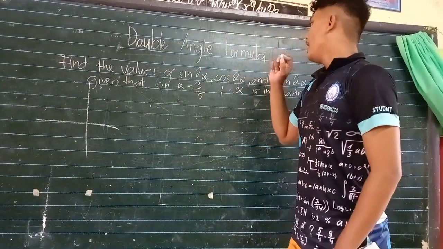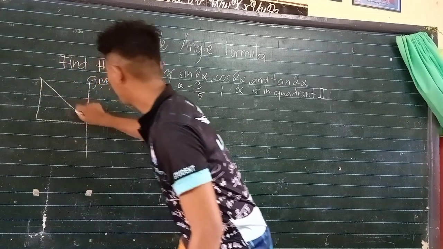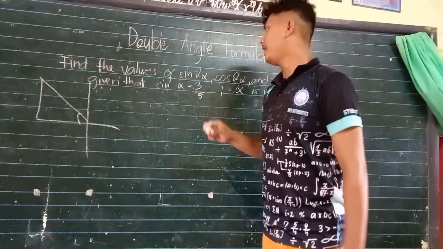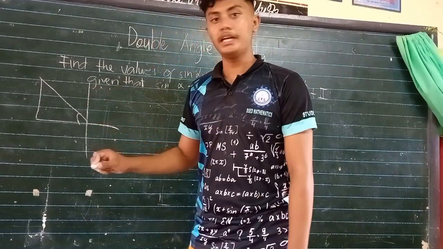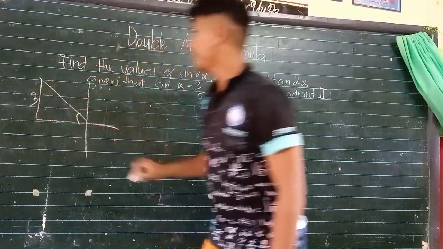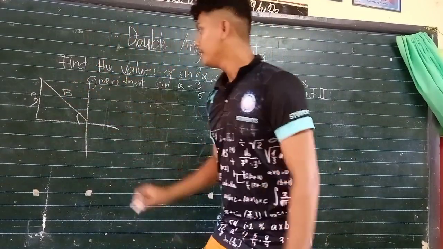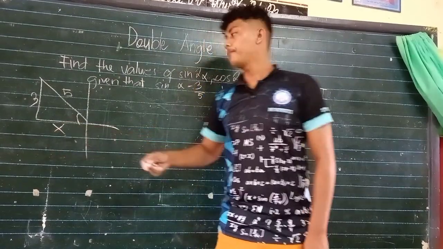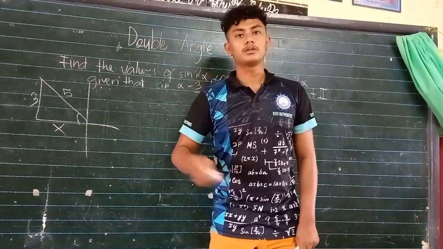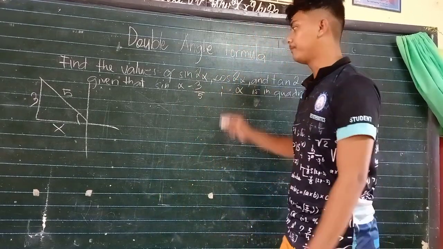Given that alpha is in quadrant 2 and sine alpha is equivalent to 3 over 5, our opposite here is 3 and our hypotenuse here is 5. Our x, or the adjacent, is missing. So to find the x or the adjacent, we can use the Pythagorean theorem.